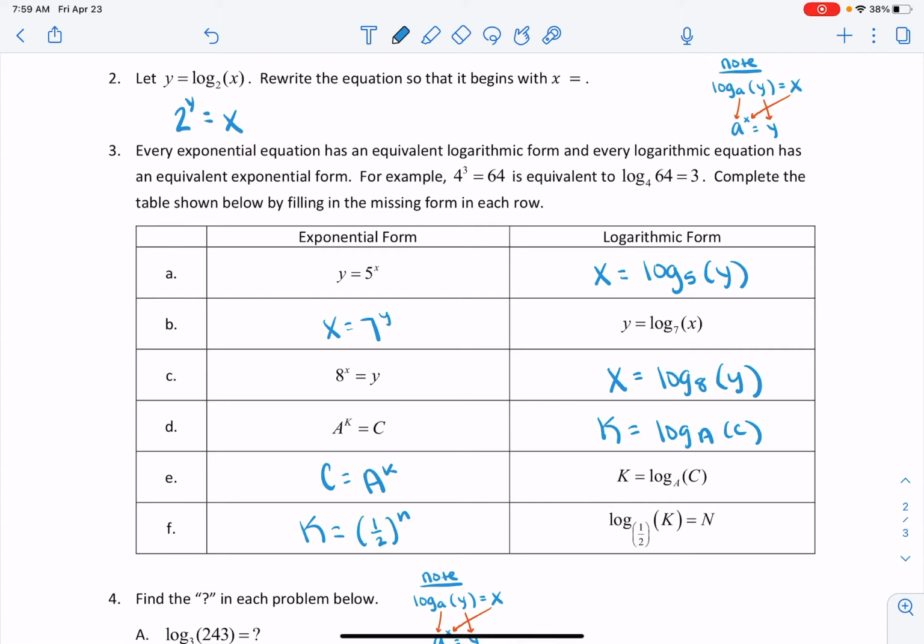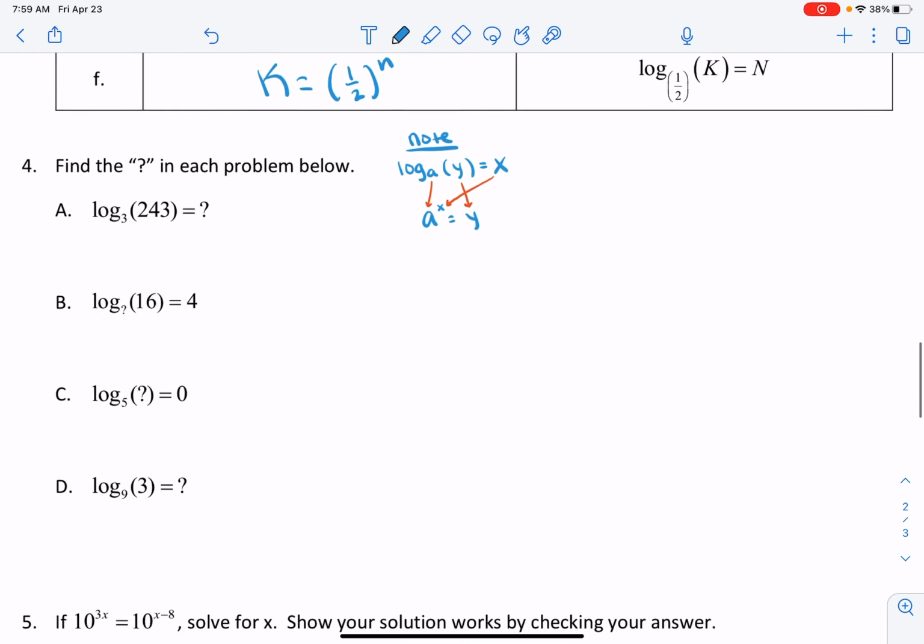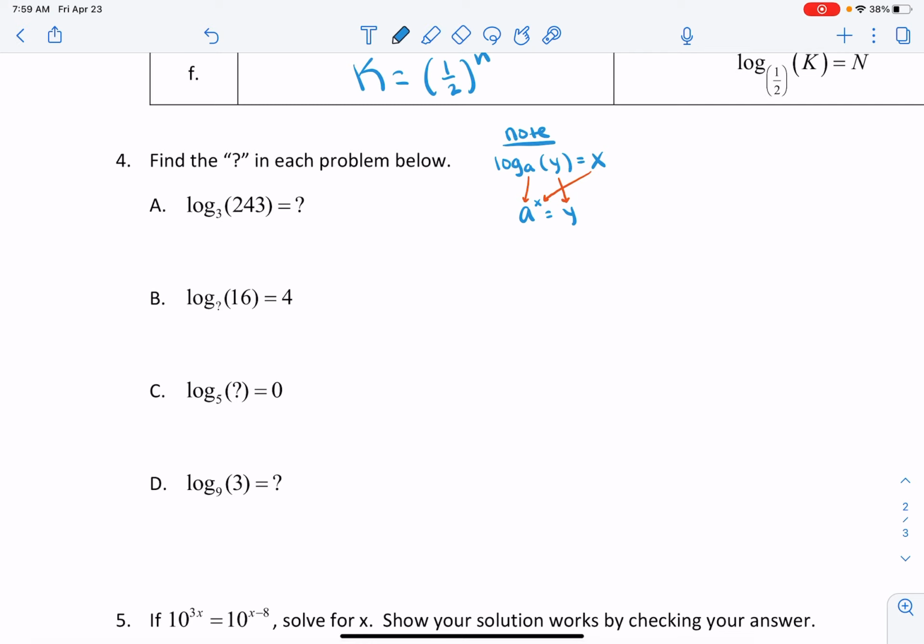Okay, so let's go ahead and look at number 4. This one's a lot like what we did in the homework as well, so we can move everything around. So we've got log base 3 of 243 equals what? The way that we would set this up, if you look, 3 would become our base here, and then the question mark would become our exponent. So this will say 3 to what power equals 243.